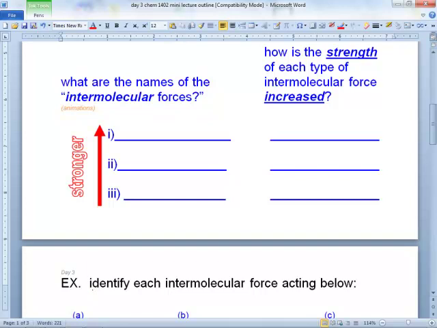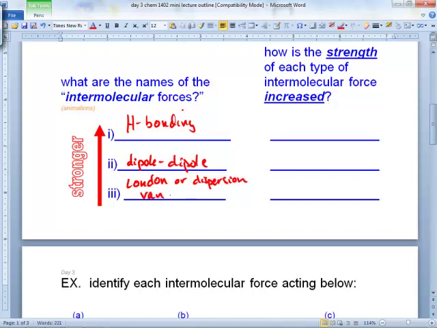Dipole, dipole's one. I'm going to put it right in the middle. Dipole, dipole. That's one of them. Hydrogen bonding, the strongest. He goes up on top. Oh, good. He knows them all. Then London. Now, London's got several words. They're going to say London. They're going to say dispersion. And there's one more. Van der Waals, name of some guy. All of those are the same. They mean the exact same thing.